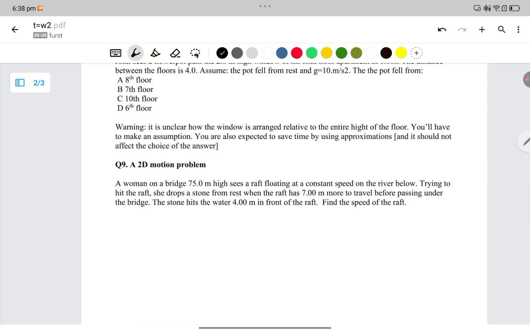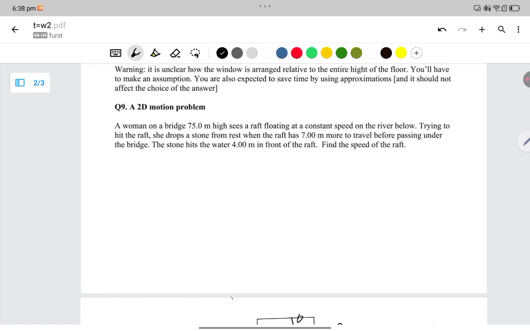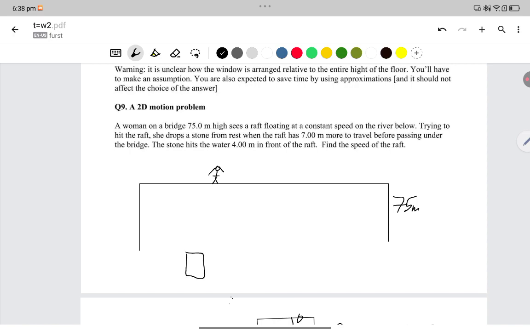Moving on. A woman on a bridge 75 meters high sees a raft floating at a constant speed on the river below. So we've got the river. And there's a woman up here. And the bridge is 75 meters high. And there's a raft below. She's trying to hit the raft, and she drops a stone from rest. So she has this stone and she drops it down.